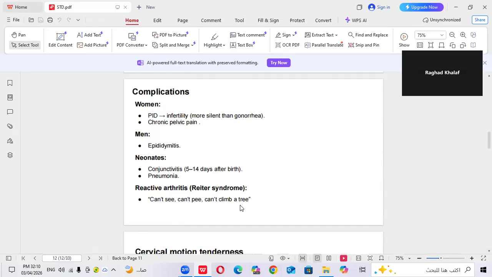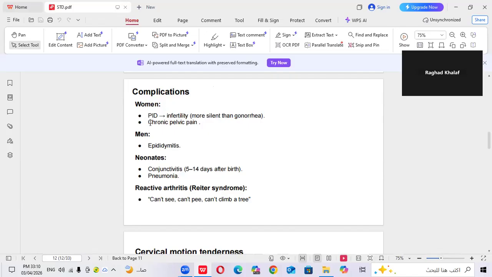Complications of chlamydia are the very same as gonorrhea. It can lead to pelvic inflammatory disease, which leads to infertility and ectopic pregnancy, but here the pelvic inflammatory disease tends to be more silent, which can be considered more dangerous because when the infection is more silent, this means that it's extending inside the body without the patient taking notice of it.